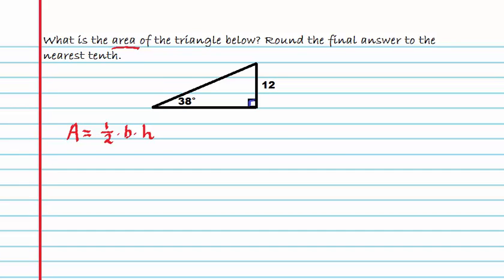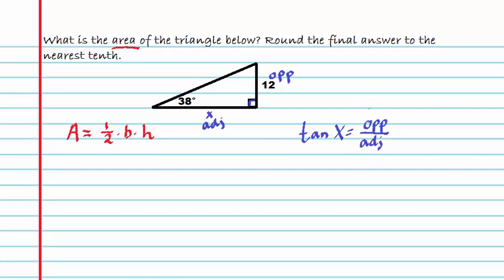Remember, when we're labeling sides for a trig function, we go off our angle. So with respect to 38 degrees, 12 is the opposite side. I'm trying to figure out this side down here. I'm going to call it x. So I'm trying to figure out x. X is the adjacent side. And if you remember, the trig function that deals with opposite and adjacent is your tangent function. So the tangent of the angle equals the opposite side over the adjacent side.